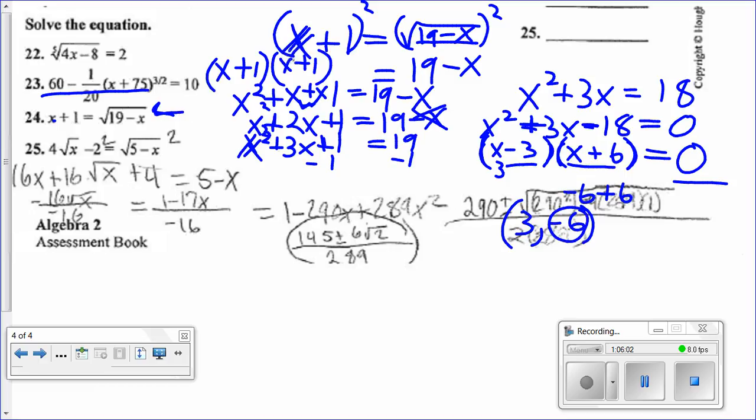So this quadratic has 2 roots, but the negative 6 one doesn't work. So 3 is the answer. Alright, I'm going to think about that one some more. But anyway, let's move on to 25 here.